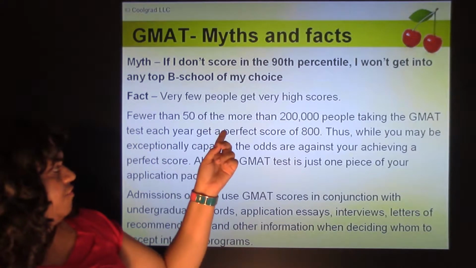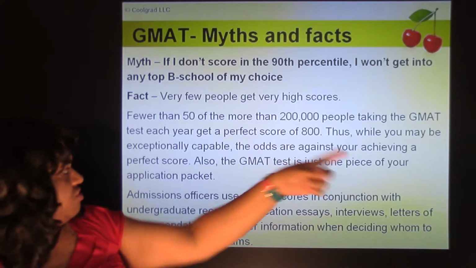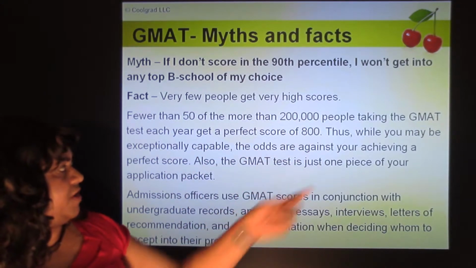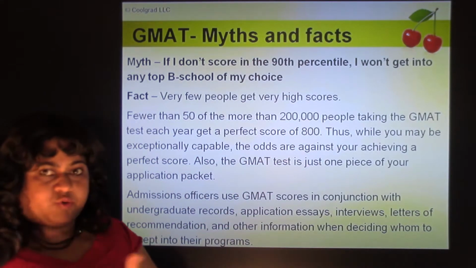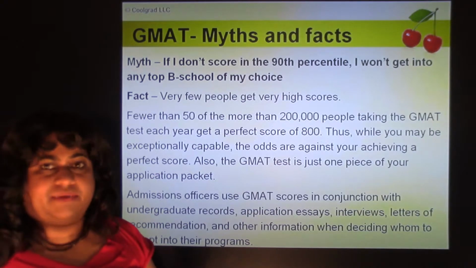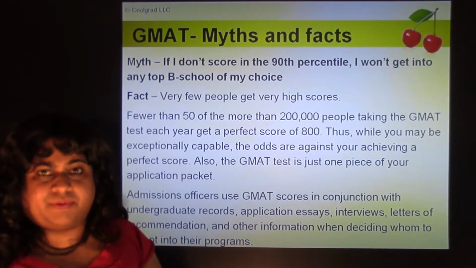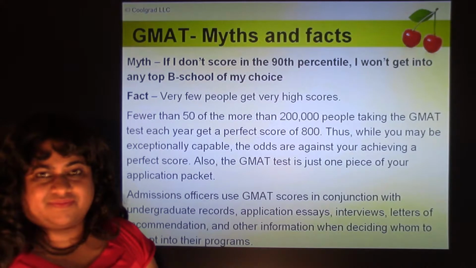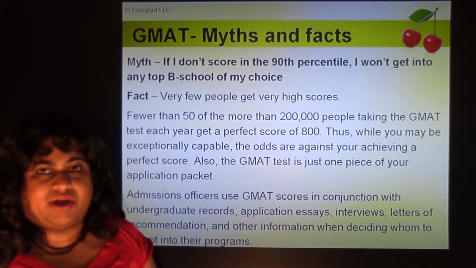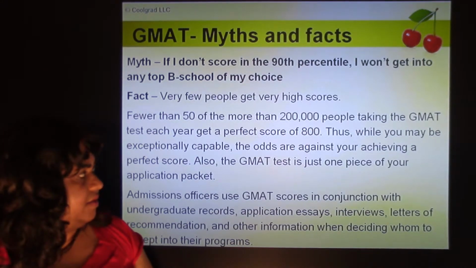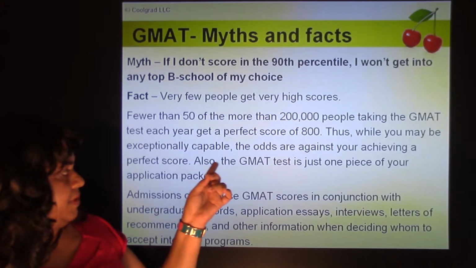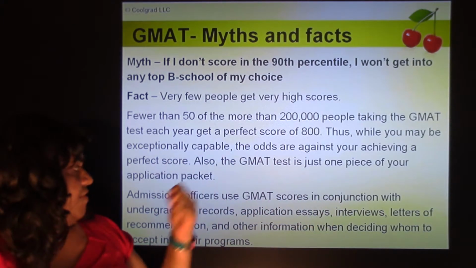The fact is, very few people get very high scores. Fewer than 50 of the more than 200,000 people taking the GMAT every year get a perfect score of 800. So every year about 200,000 people take the GMAT exam, and only about 50 are able to max it. It's very difficult to actually max the GMAT. While you may be exceptionally capable, the odds are against you achieving a perfect score.